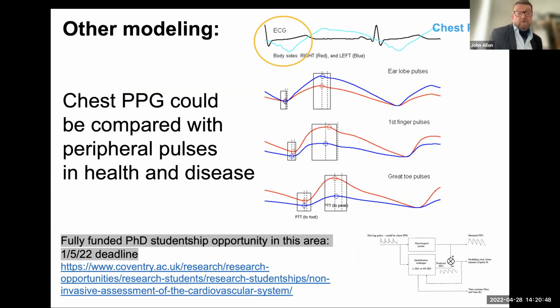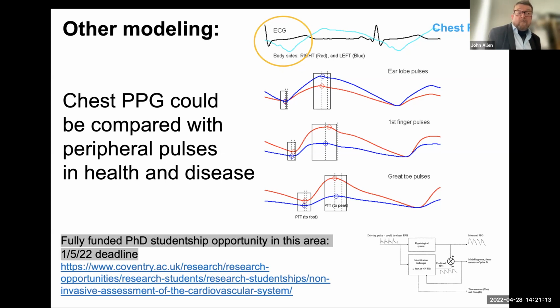We have a PhD studentship available, fully funded. The deadline's actually this weekend for those interested in applying. But it's looking at the chest pulse, and particularly some interesting blips I noticed years ago on the trace. That's the upper right-hand one in the blue. You can see it provides potentially some interesting cardiac timing marks, and it varies spatially across the torso.